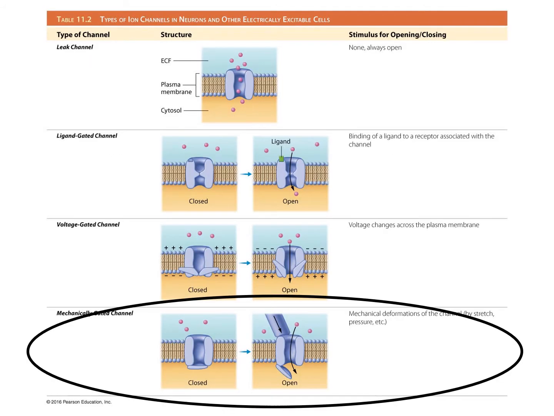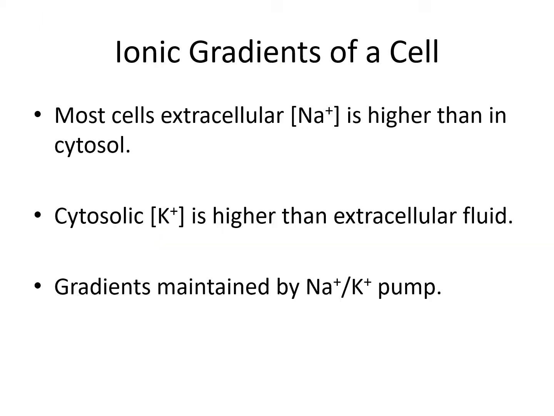So here, this last one shows mechanically gated channels. You can see a probe pressing down that's going to stimulate the channel to open. So this is sort of like a pressure-sensitive channel. These are the basic types of channels in a cell. Now let's talk about the ionic gradients of a cell to refresh our memory from SCB 203.